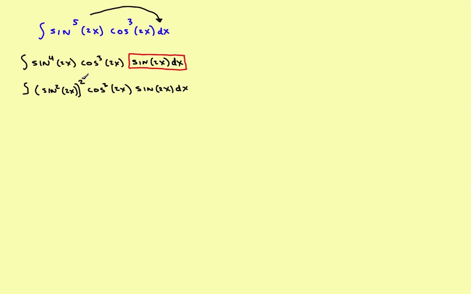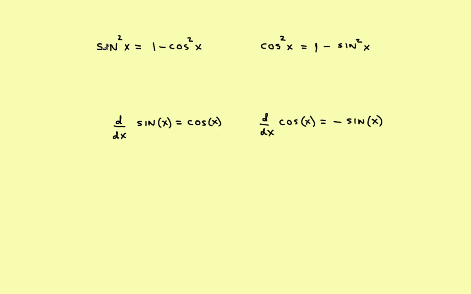So this little step here is actually one of the more important steps. Change the sine to the 4th into the sine squared squared. Now again, the reason you do that is that you can now do this on the inside here. The identity for the sine squared, you can change a sine squared into 1 minus the cosine squared using this identity right here. So the sine squared is equal to 1 minus the cosine squared.